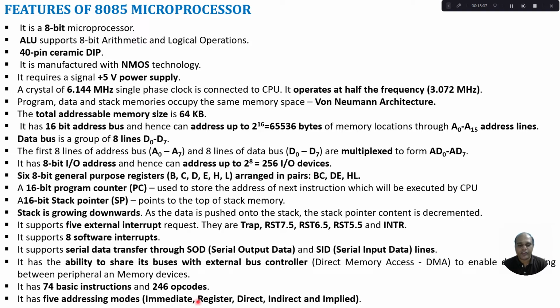8085 microprocessor. So immediate addressing mode in the sense the data is provided in the instruction itself. Register addressing mode, the instruction contains a register and it holds the data. Direct addressing mode, instruction contains the address and it is pointing to a data. Indirect addressing mode, the instruction contains a register and the register has the address pointing to a data. Implied addressing mode means it is understood by default.